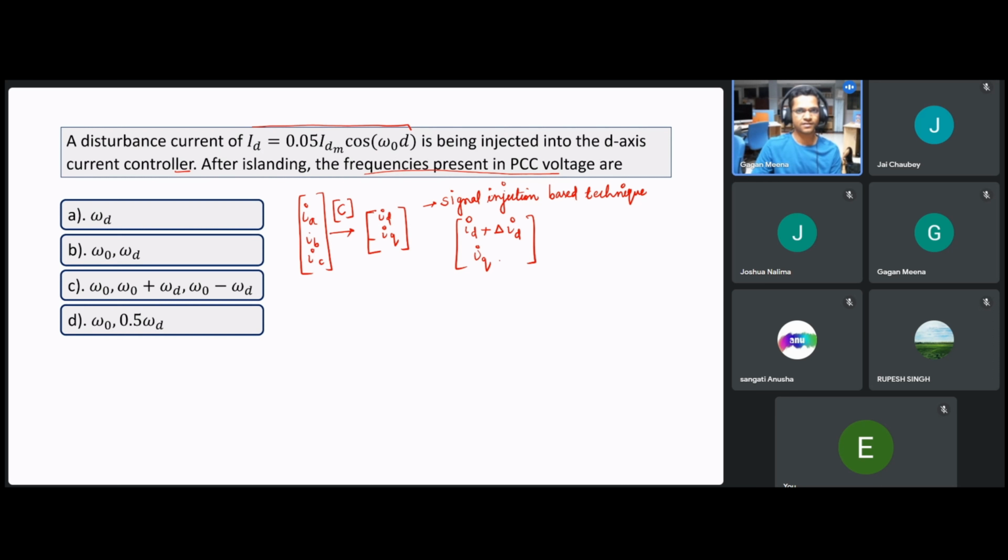Now what we are doing, we are injecting the disturbance in ID and we want to see what will be the effect. For PCC voltage we will have to see the current also. From current we can find voltage also. If we apply the C inverse we will get this IA, IB, IC. So in this current you will find different frequency components.